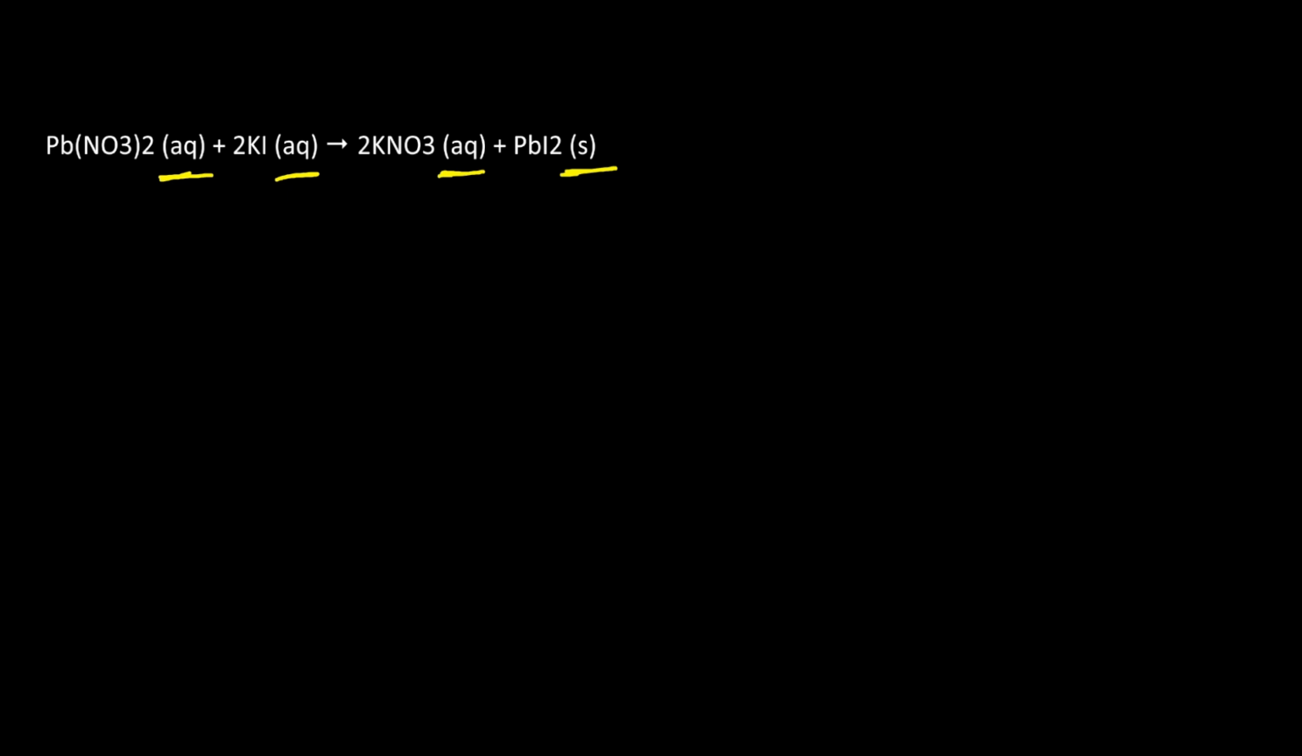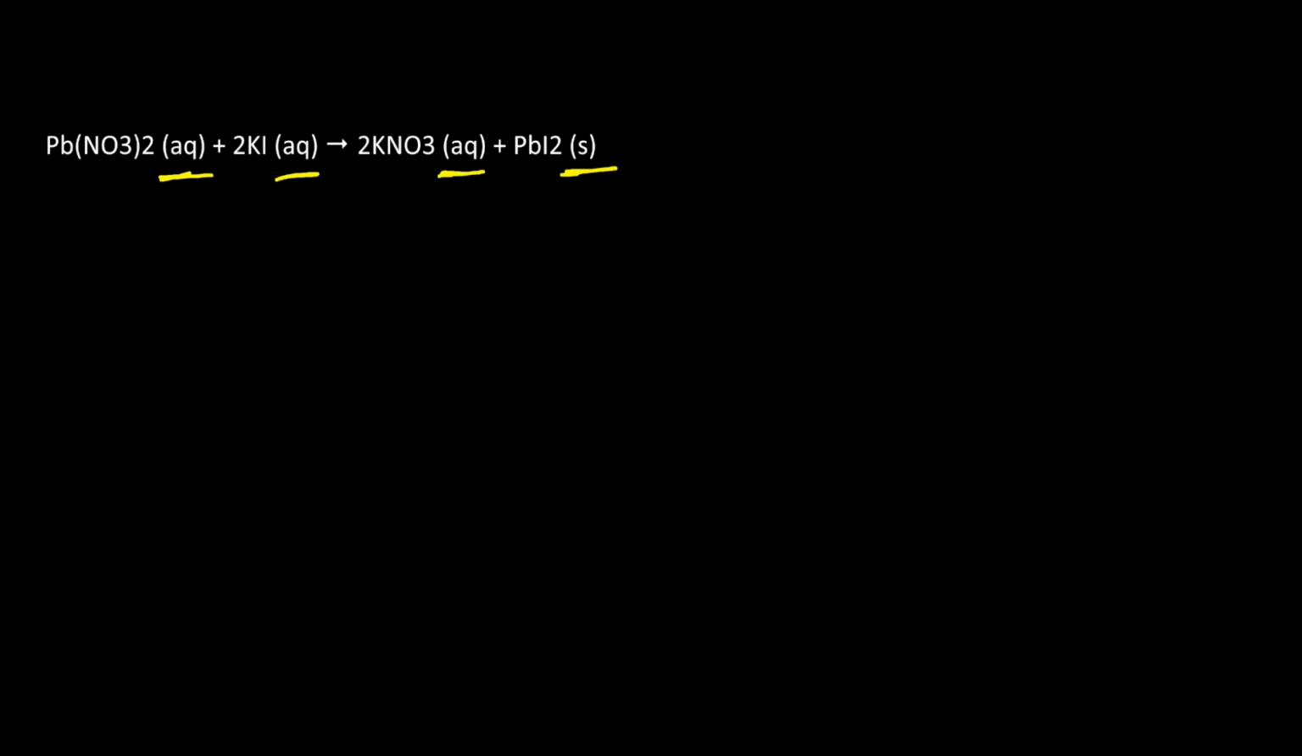So any of the compounds that are written in the AQ form, or the aqueous form, mean that they can be dissolved in water, meaning they will split up into separate ions. So let's first just write our complete ionic equation.